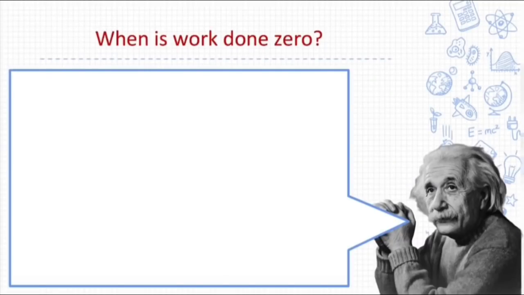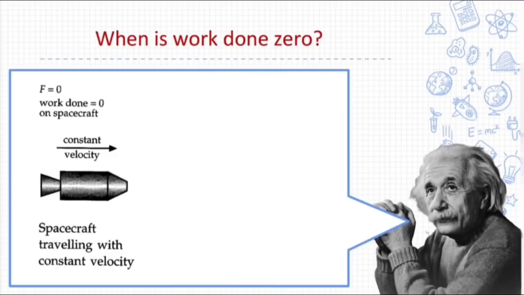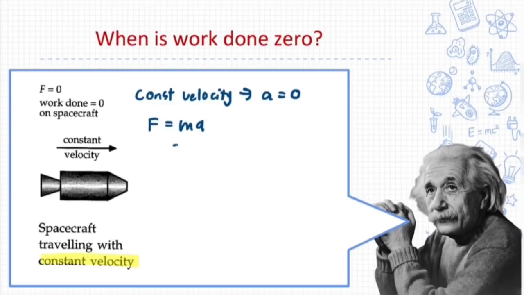Okay, the question now is, when is work done 0? Let's look at the first example. We have a spacecraft which is traveling with constant velocity. So we know previously that if something is traveling with constant velocity, then the acceleration will be equal to 0. And if acceleration is 0, remember that F is equal to ma. So in this case, our acceleration is 0, so the force will also be equal to 0.